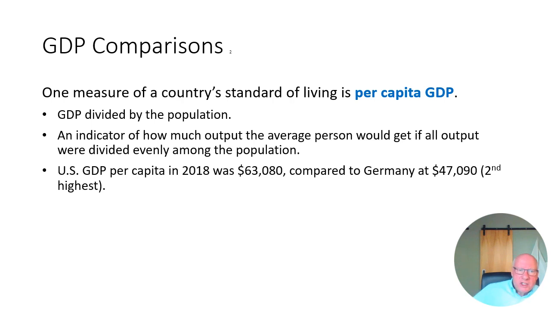Next issue. Let's take a look at a country's standard of living. One of the quickest and best methods for measuring the average standard of living of a country is per capita GDP. And all that means is we take the total size of the economy, measured in dollars, and then we divide it by the size of the population. And then that tells you how many dollars of goods and services were produced per person.